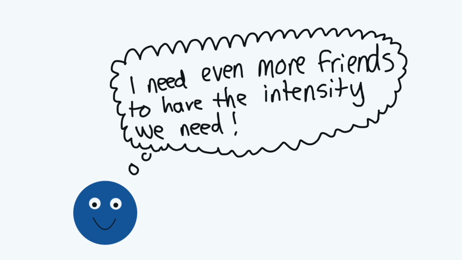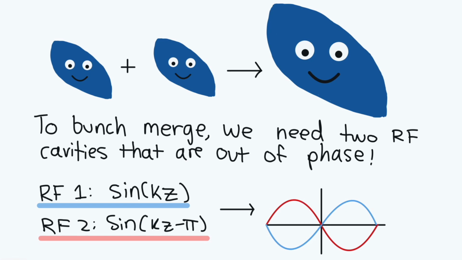But our electron bunches are too small right now and won't be strong enough or intense enough to collide with the ions. So let's merge bunches to get a bigger bunch. In order to do this, we need two RF cavities that are out of phase with one another. Being out of phase means that they'll be at different points in their cycle of producing electric fields.